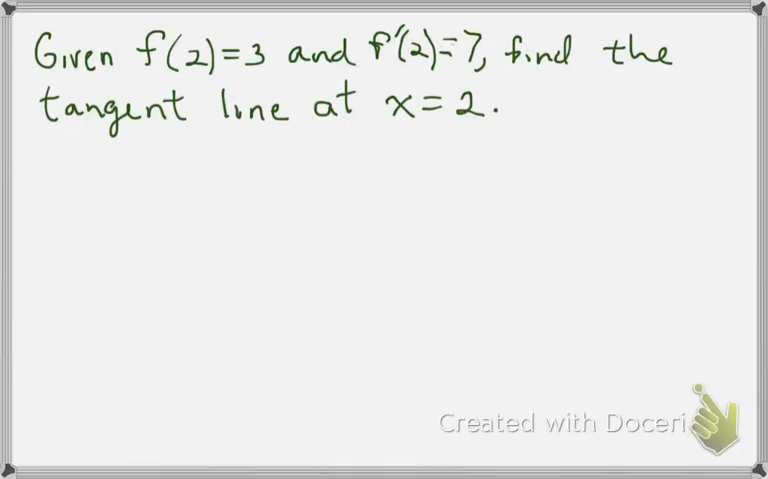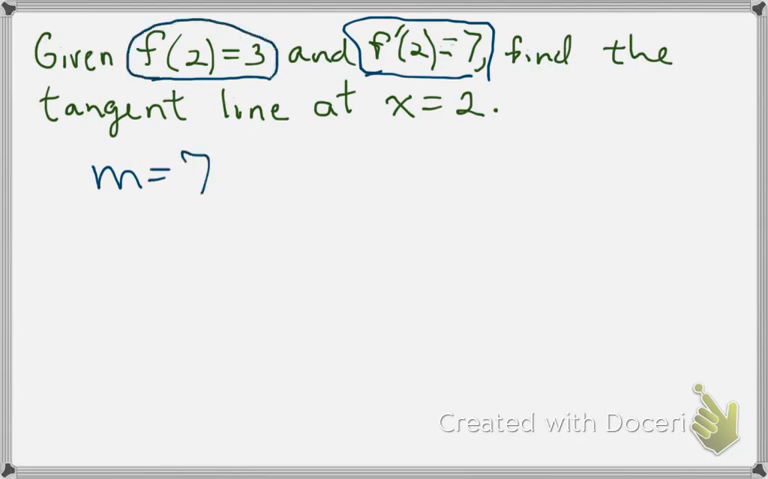So we're given that the function at 2 is equal to 3 and its derivative at 2 is equal to 7. We weren't actually given the function, but that's all we need in order to find the tangent line at x equals 2. Because our derivative gives us the slope, so we're looking for a linear function with a slope of 7. And this information right here actually gives us the point, because this is the x, this is the y, so we want a line with a slope of 7 going through the point (2, 3).